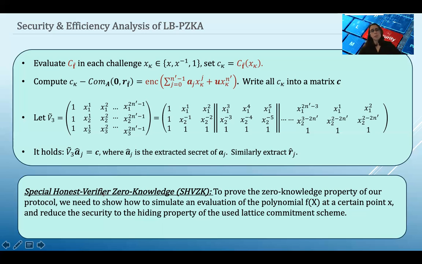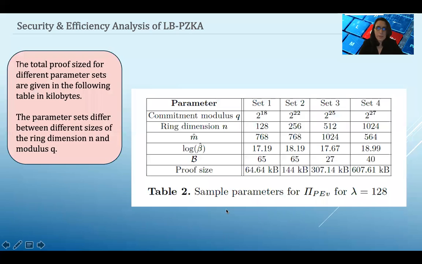Then the special honest verifier zero knowledge property can be proved by showing how we can simulate an evaluation of the polynomial f of x at a certain challenge point x, and then we reduce the security to the hiding property of the used lattice commitment scheme.